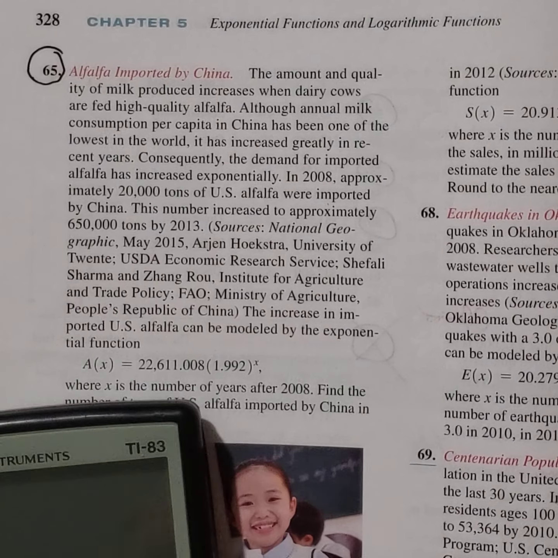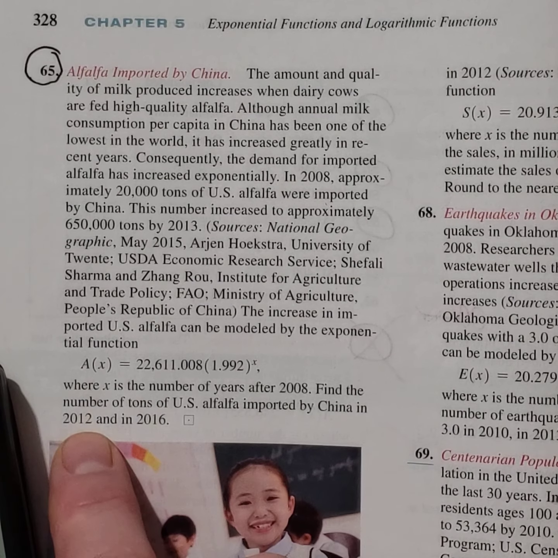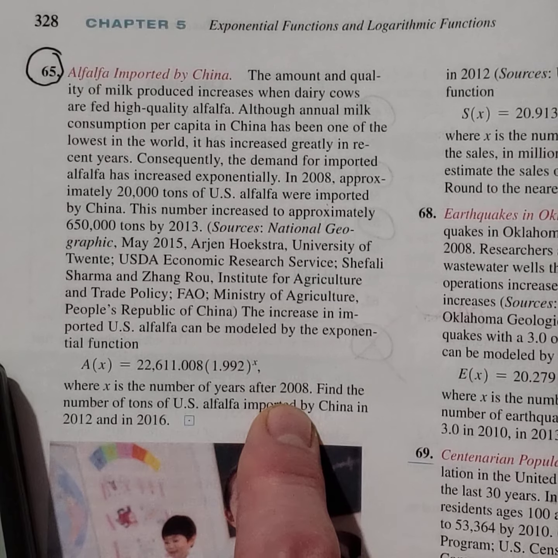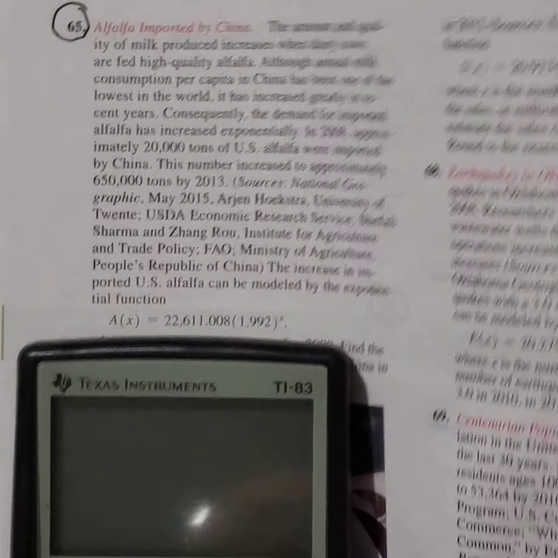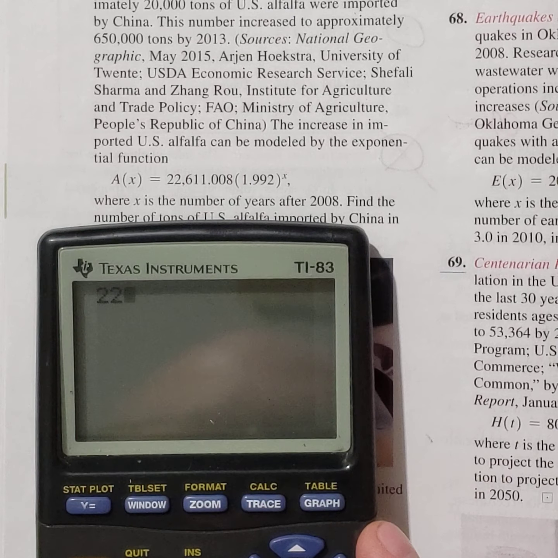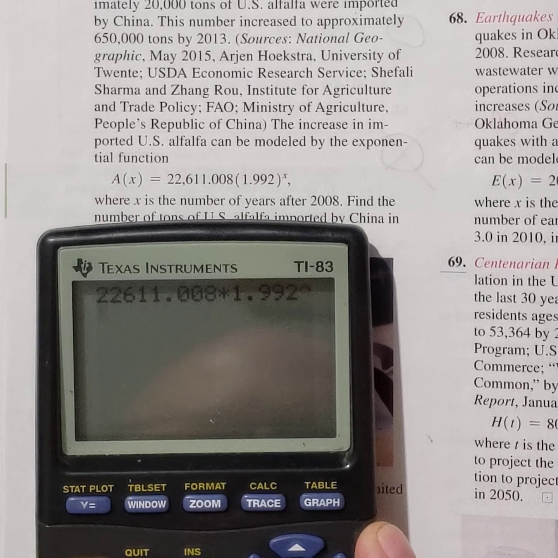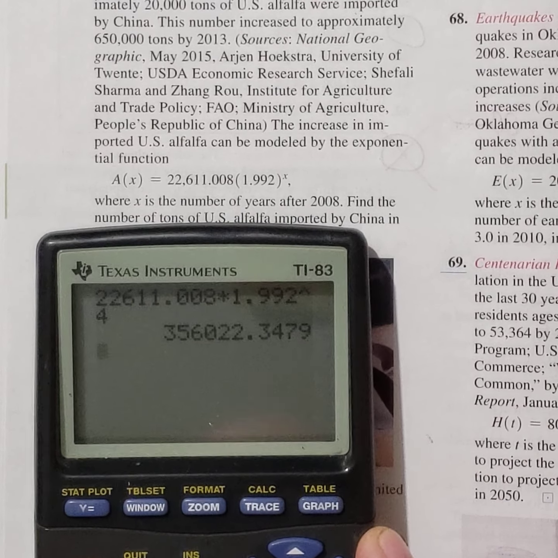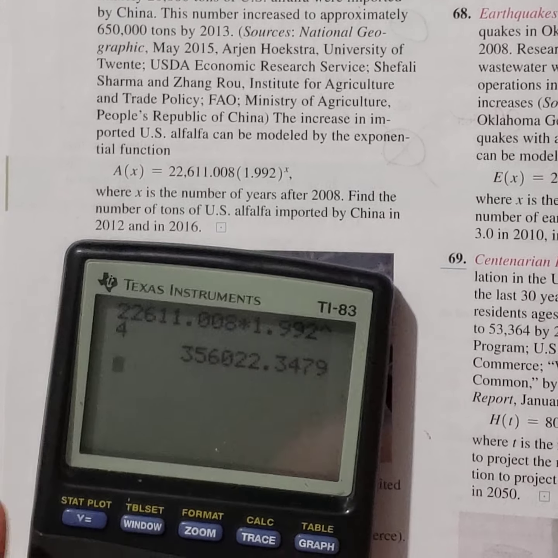So the question that they ask us here is how much will be imported in 2012 and 2016? Well, 2012 is 4 years after 2008. So all you have to do is plug those numbers into the calculator. So it'll be 22611.008 times 1.992 to the power of 4 for 4 years, and there you go, 356,022. Pretty easy stuff.